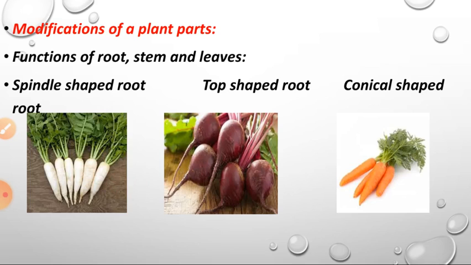So the top shaped root is beetroot and the conical shaped root is carrot. In these plants, the roots are helpful in storing food. So these are storing the food, and we are consuming them as food. Actually, these are the root part of the plant, but we are consuming them as food.